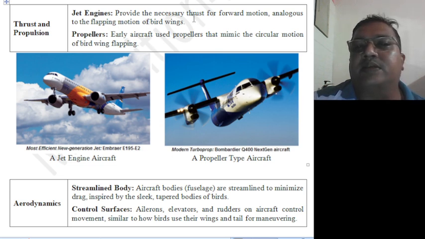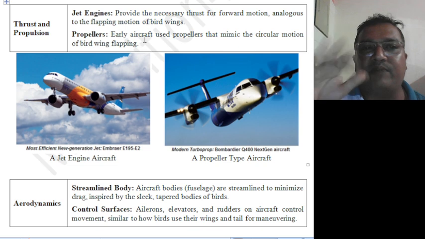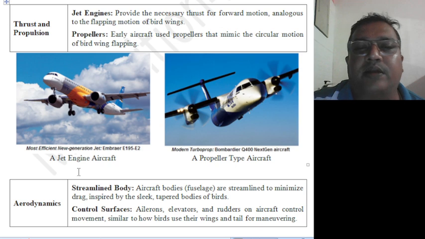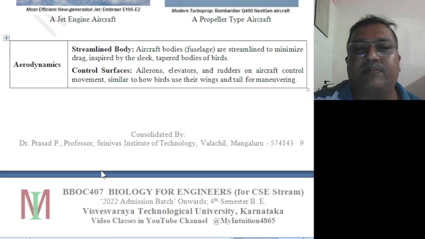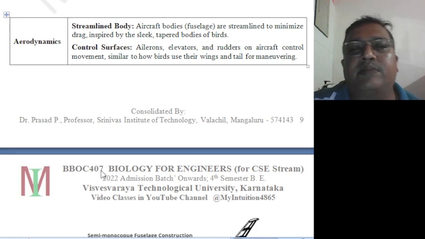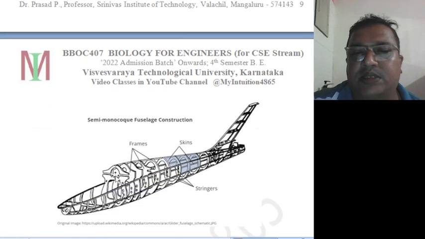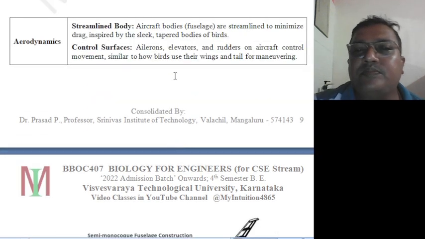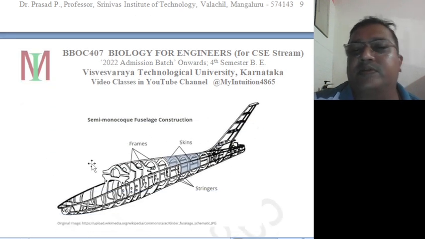Okay, so the jet engine provides the necessary thrust for forward motion, which is analogous to the flapping motion of a bird wing. And early aircraft used propellers, which mimic the circular motion of a bird's wing flapping. Based on that circular motion, propellers were made. Then, comparing to that fast flapping movement, the jet engines were created. Aerodynamics: the streamlined body of the aircraft, the fuselage, is streamlined to minimize the drag, inspired by the sleek tapered bodies of birds. Even the entire shape of our fuselage construction comes under this.